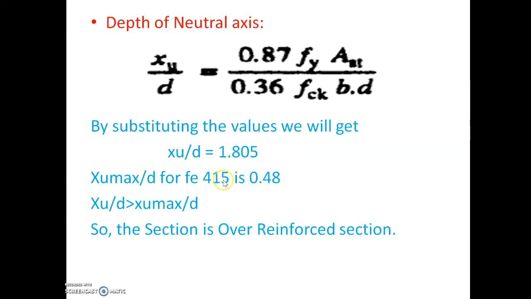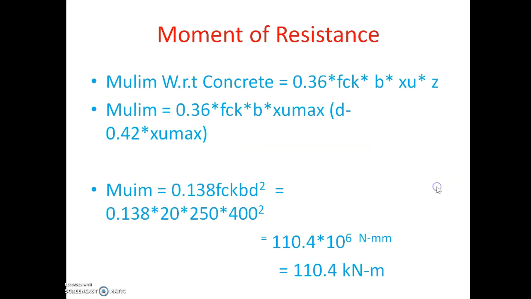Then compare the xu by d value and xu max by d value. Xu by d is greater than xu max by d, so the section is over reinforced. So the moment of resistance formula with respect to concrete is equal to 0.36 fck b xu into z, that is equal to 0.36 fck b xu max into d minus 0.42 xu max. As the section is over reinforced, the concrete will fail early, so we have to take the Mu limiting value with respect to the concrete.